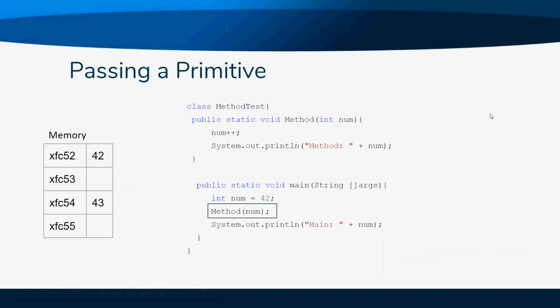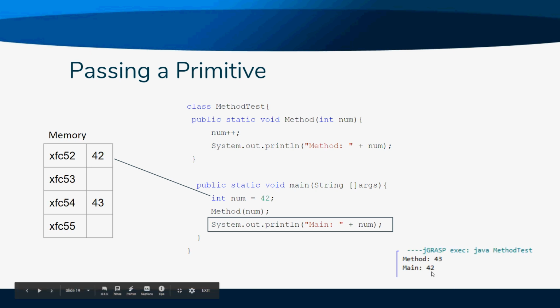Well, as soon as it's done executing this method, the program focus jumps back to where the method was called, and it's going to finish off in main. Well, if you remember correctly, that num was pointing to this position in memory. So if I do a system.out.print statement in main, I am going to get that 42. So 43 up in the method because we incremented it, but it doesn't retain its value in main. It only sends a copy to the method.